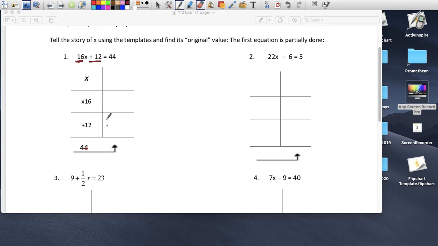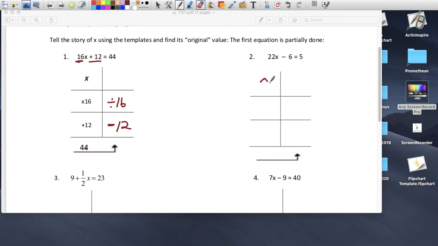So to undo everything that was done, the first thing I'm going to do is subtract by 12, and then I'm going to divide by 16. Not too concerned with the answer right now. I just want you to get used to understanding what the inverse operations are that you're going to do to undo what was done. So here, start with this one.